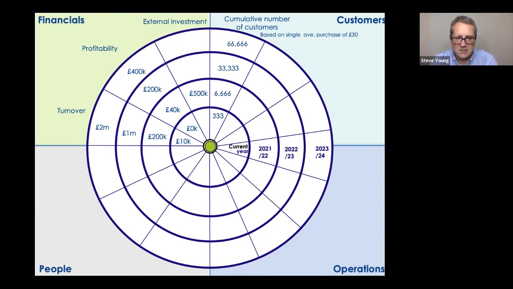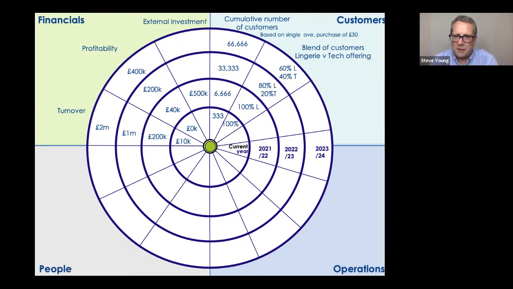Okay. So I said, if we use the same formula to make a 2 million turnover in 3 years' time, we'll need 66,666. Year 2 to give us 1,033,000. Year 1, 6,000. Simple maths.